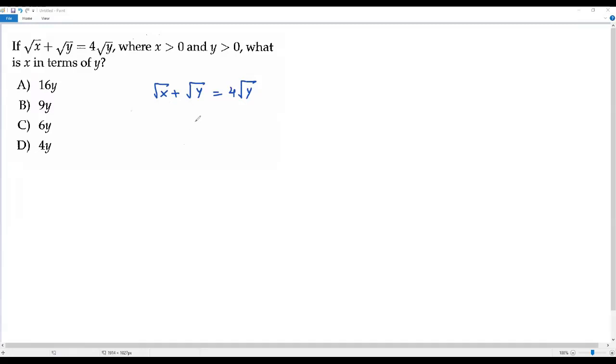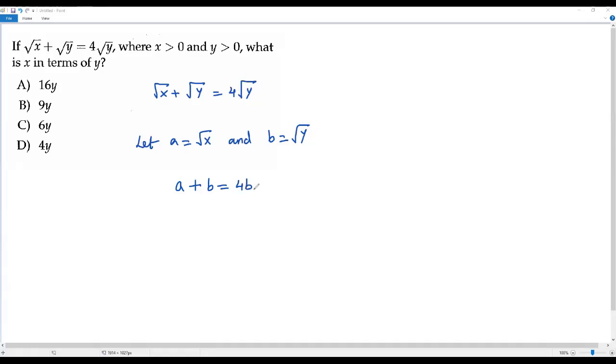To avoid confusion and also to make the solving process easier, I am going to assign some new variables for the square root of x and square root of y. That is, let a equal square root of x and b equal square root of y. Now we can plug in this a for square root of x and b for square root of y. Then we get a plus b equals 4 times b, since here for this square root of y also we can write b.